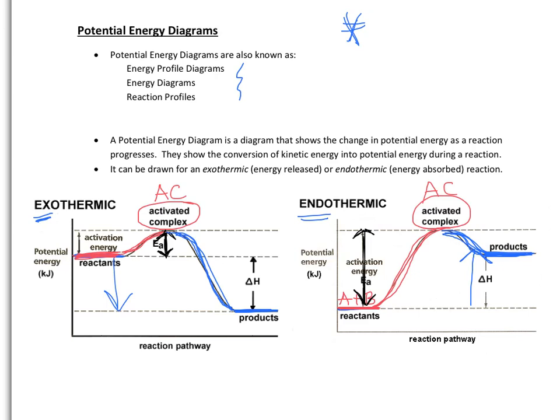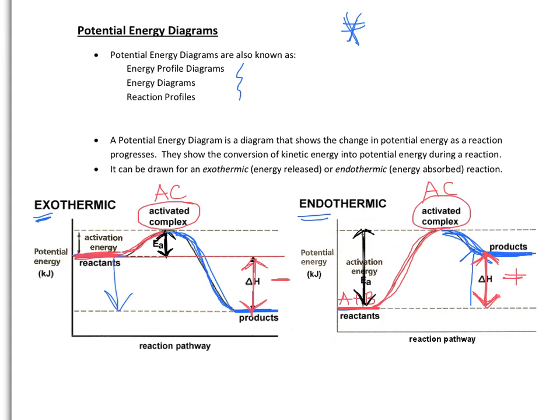Heat of reaction, or delta H, is the net energy change for a reaction. It is always labeled between the reactants and the products in both diagrams. So the potential energy difference between the reactants and the products is known as the heat of reaction, or delta H. In an endothermic process, delta H will always be positive. In an exothermic reaction, delta H will always have a negative number.